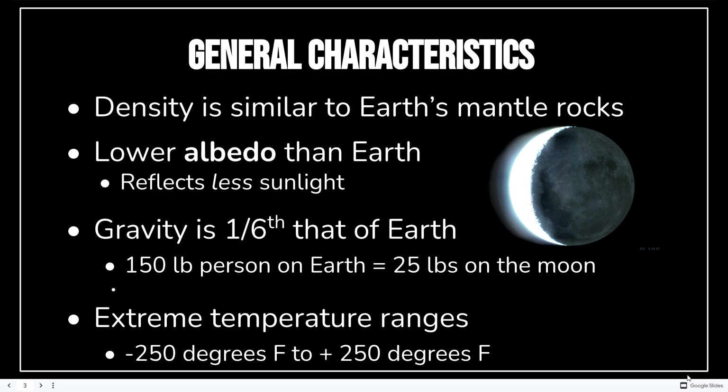The moon has extreme temperature ranges. There's no atmosphere on the moon, so there's nothing really to regulate the temperature. So on the sunny side of the moon, it can get up to 250 degrees Fahrenheit. On the dark side of the moon, it gets down to 250 degrees negative. So you've got a 500-degree temperature swing there. Negative 250 on the dark side to positive 250 on the light side. And again, the reason for that change is because you have the sun's rays hitting one side but not the other.